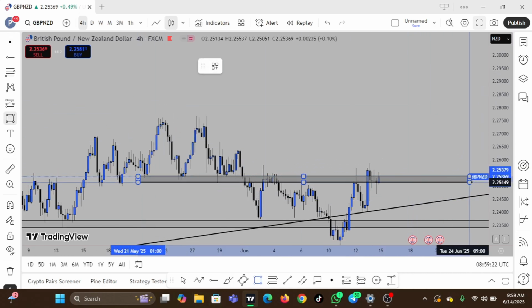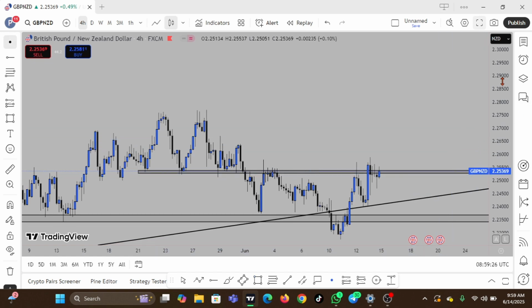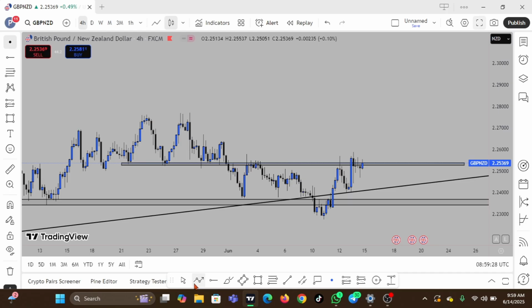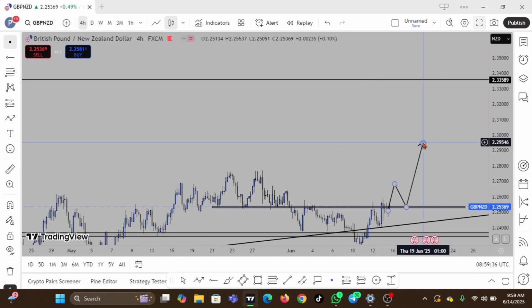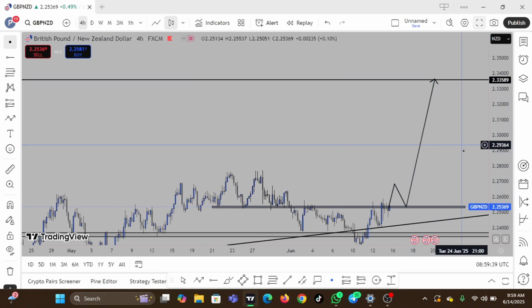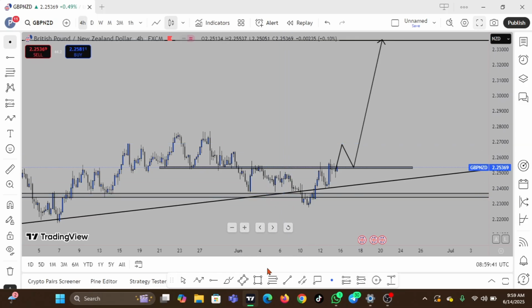I will wait for price to fully clear this minor resistance. If we can clear this resistance and we retest this level, then I will be willing to take a bullish continuation movement on GBP/NZD. Overall target is this point, but don't get carried away.